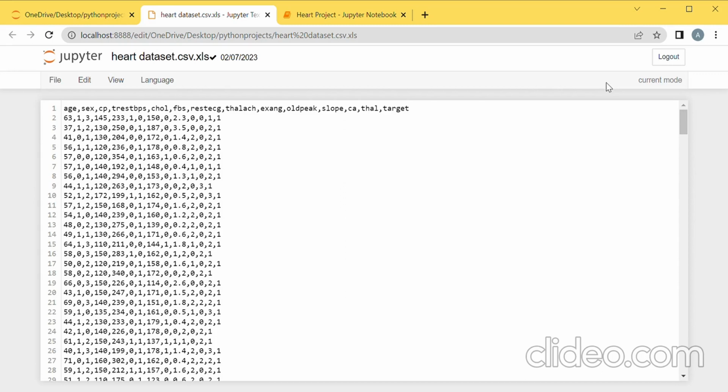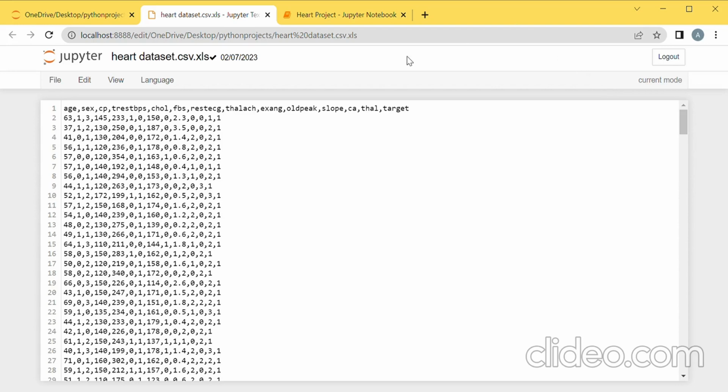We are using 6 algorithms which are support vector machine, k nearest neighbor, naive bayes, random forest, decision tree, and finally logistic regression. All these 6 algorithms are used to predict the chances of the patient getting a cardiac attack or not. So all 6 algorithms are used in our code.